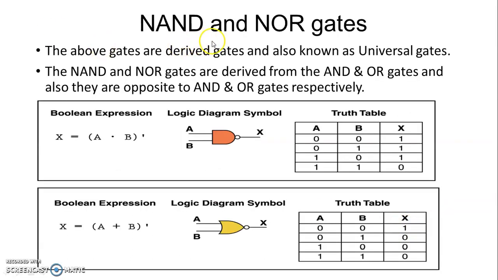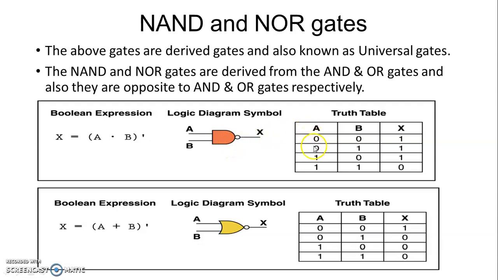Now we'll see NAND and NOR gates. The above gates are derived gates and also known as universal gates. The NAND and NOR gates are derived from the AND and OR gates, and also they are opposite to AND and OR gate respectively. Boolean expression for NAND gate is x equal to (A dot B) prime. Logic diagram symbol for NAND gate: here you can see the AND gate and the bubble, which means NOT gate. By adding these two, we are getting NAND gate.